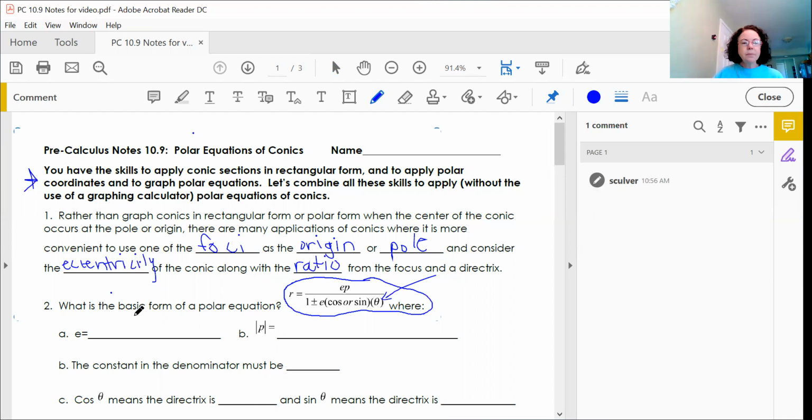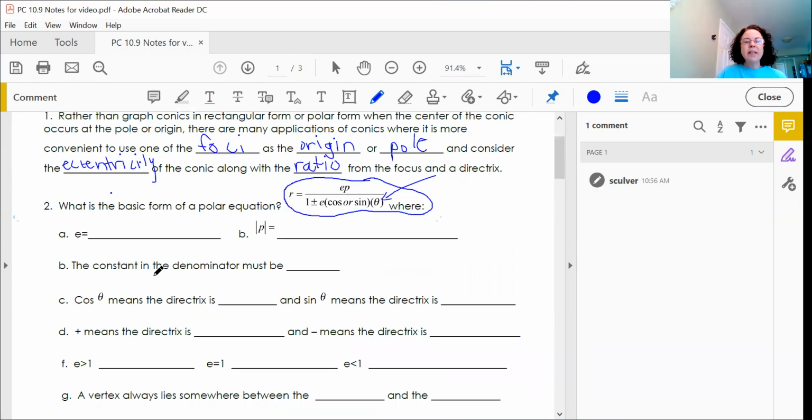So again, on number 2, we talked about a basic polar equation and what we see in it. The e again is the eccentricity. And then the p that you see in the equation, the absolute value of p is the distance from the focus to the directrix.